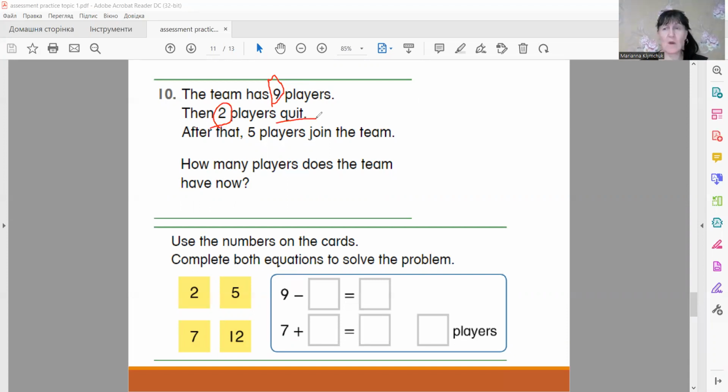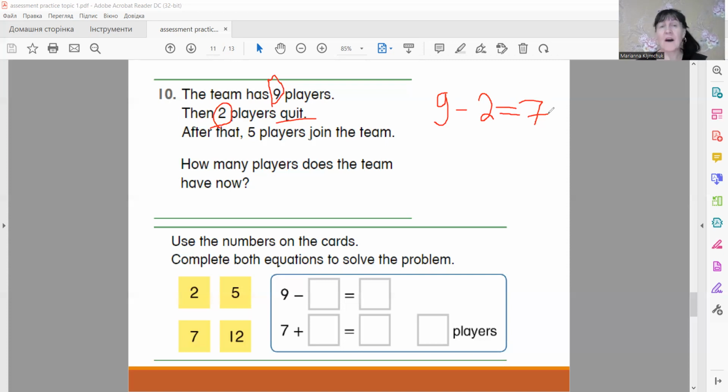They just went away. So how do you think? What is it going to be, plus or minus? Of course, it's going to be minus because they left. They didn't want to play anymore. So in the first sentence, we see 9 minus 2. How many players are left? 7 players are left, okay.